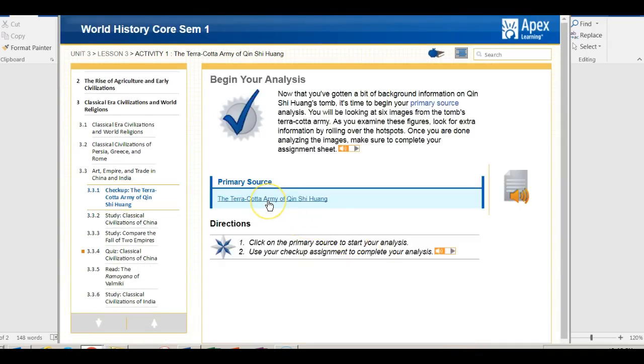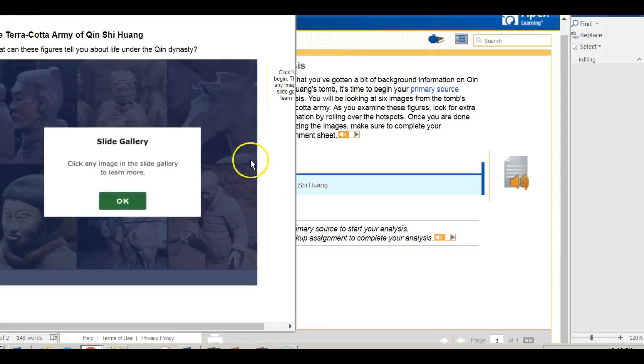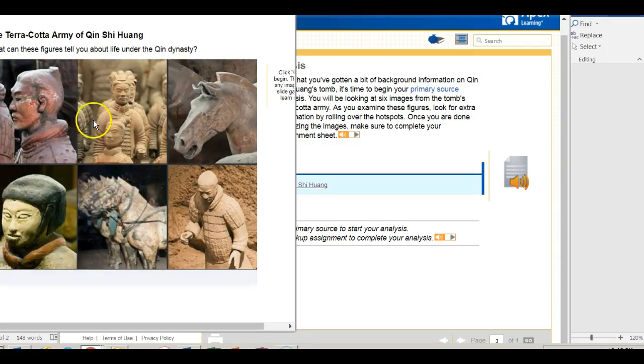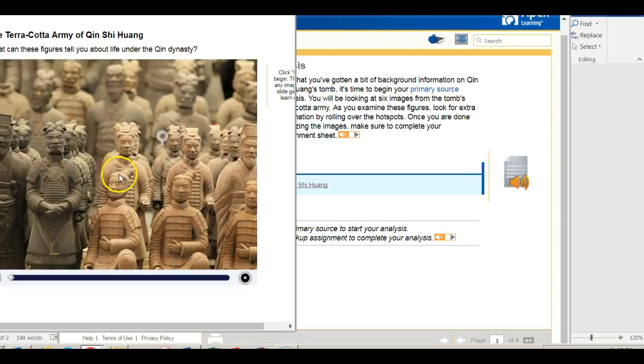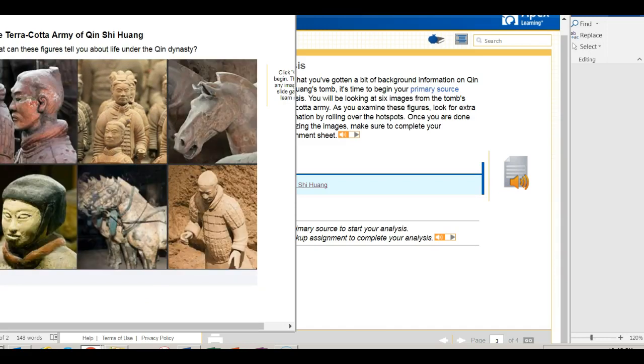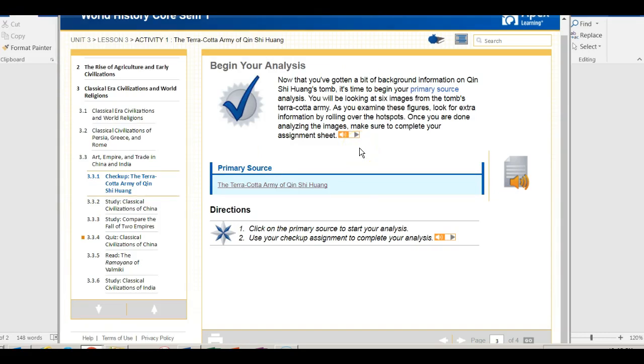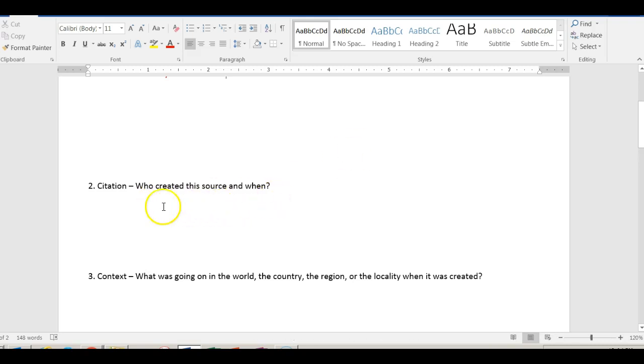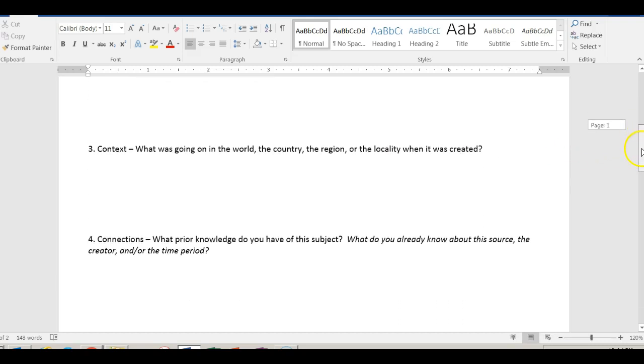This is where you will actually find the link for the primary source. You go into the gallery and you get to see different parts of the army, and it actually reads to you what that is. I highly suggest that you always read the preceding pages because they set the stage for you. They put the source into context. So this is where you are going to find the answer to number 2.